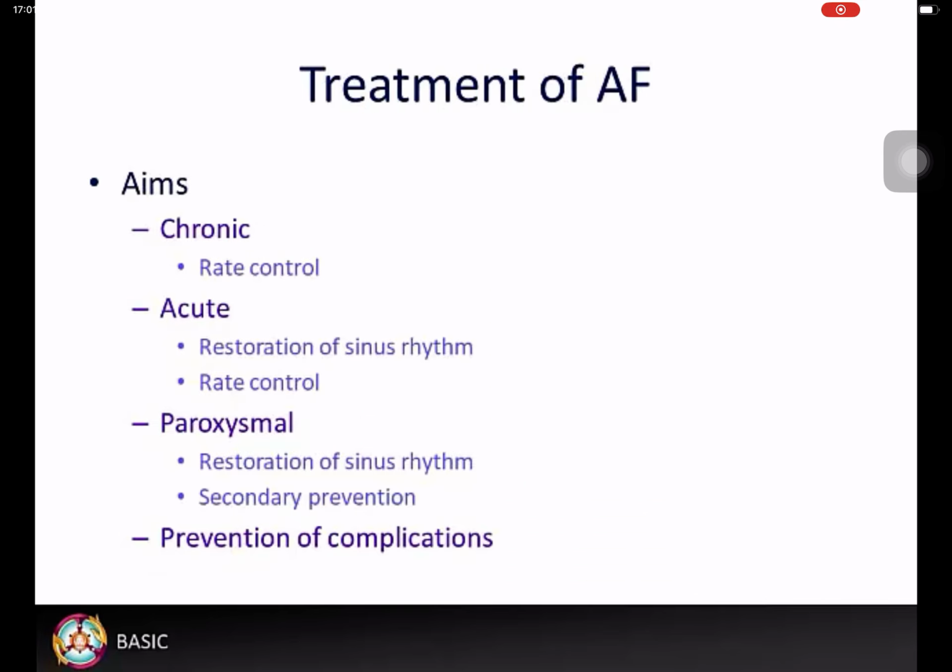The treatment aims for atrial fibrillation depend on whether it is chronic, in which case the aim is rate control, acute, in which case we aim for both restoration of sinus rhythm and rate control, or paroxysmal, in which case we want to restore sinus rhythm and prevent a recurrence of AF. In all cases, we also aim to prevent complications.